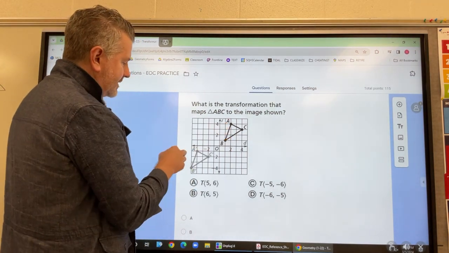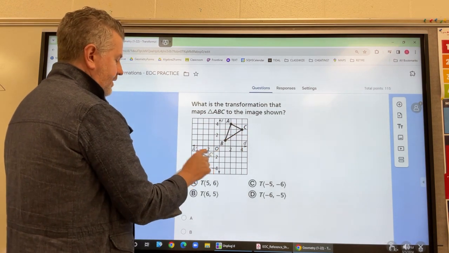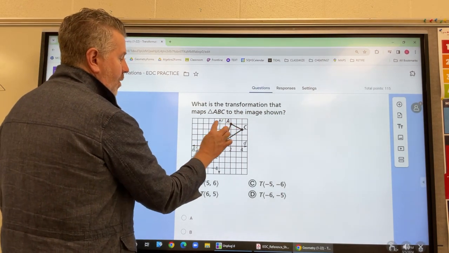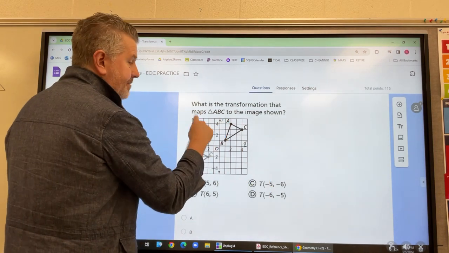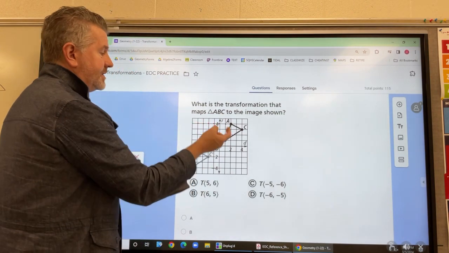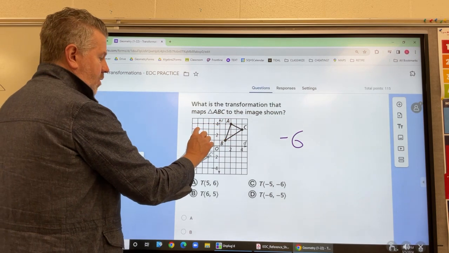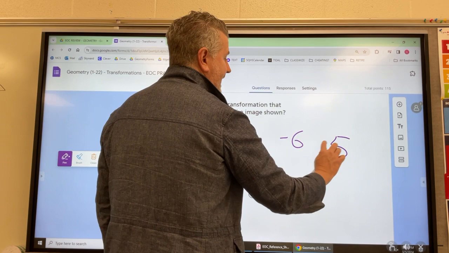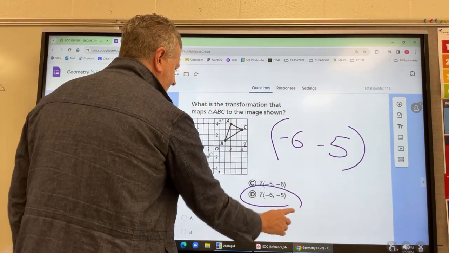All right, what's the transformation that maps ABC onto the image? So I got this confused. This is the pre-image, the A, B, and C. This is the new image, okay? So all you've got to do is go from A to A prime, but we have to go in a left-right direction first, because that's our X motion, and then an up-down, and that's our Y transformation. So 1, 2, 3, 4, 5, 6. 6 units left. Left is negative. So -6 on the X, and then 1, 2, 3, 4, 5. 5 units down. Down is negative. So there's our transformation: -6, -5. We would have D right there.